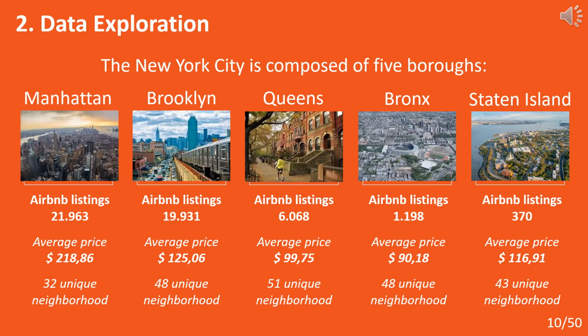Staten Island has the second smallest number of unique neighborhood locations, 43, but has the fewest Airbnb listings, only 370, which means that this site is not popular at all. Hence we can expect a low average rental price for this borough. We can see that the number of Airbnb listings in each borough is what influences the price, and there are more Airbnb listings in Manhattan and Brooklyn.